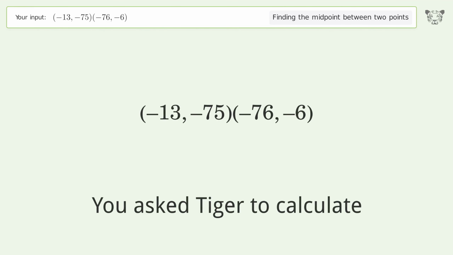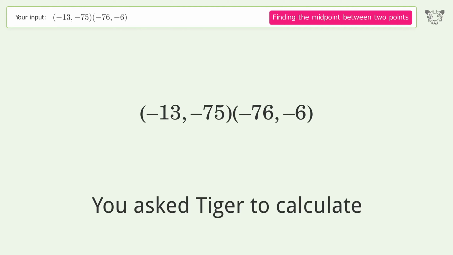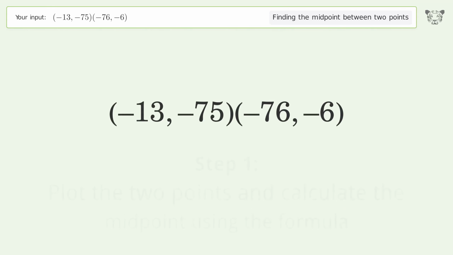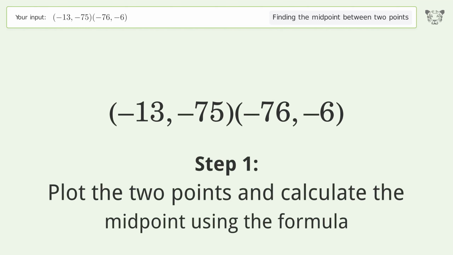You ask Tiger to calculate. This deals with finding the midpoint between 2 points. The midpoint between the 2 points is -44.5, -40.5. Let's solve it step by step. Plot the 2 points and calculate the midpoint using the formula.